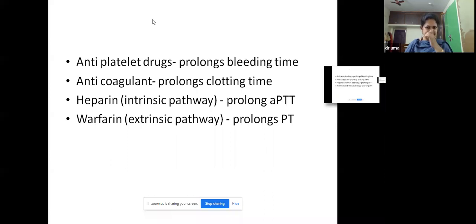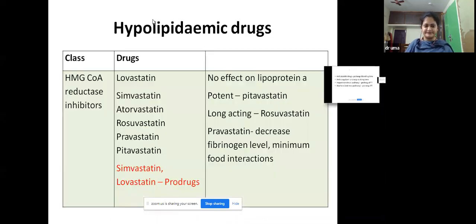The antiplatelets prolong the bleeding time. Anticoagulants prolong the clotting time. Heparin is monitored by partial thromboplastin time, and warfarin is monitored by prothrombin time.